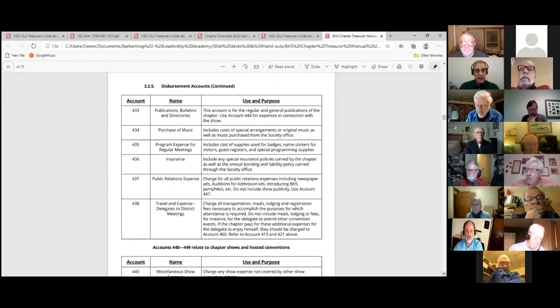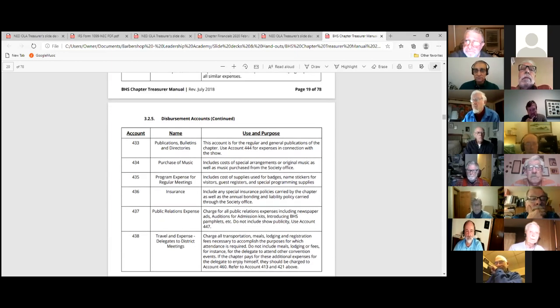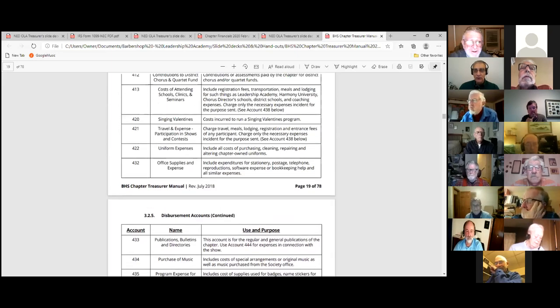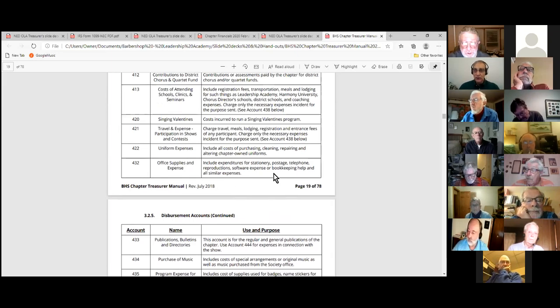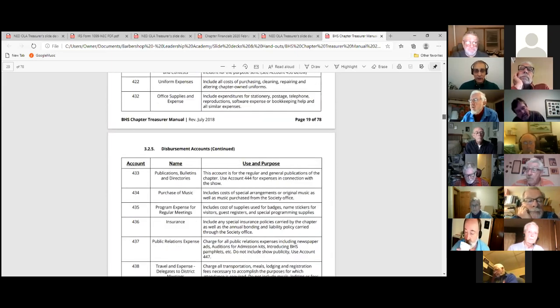For example, when you buy stamps, what account would you put that in? Don't all answer at once. And that's another trick question. Stamps can be show publicity, public relations, or general office expense. It's not just 432 office supplies because of stamps. You look to the ultimate purpose behind it. Stamps is one of the few examples of things that are really that ambiguous. Most of the time it's pretty clear where it's going to land.